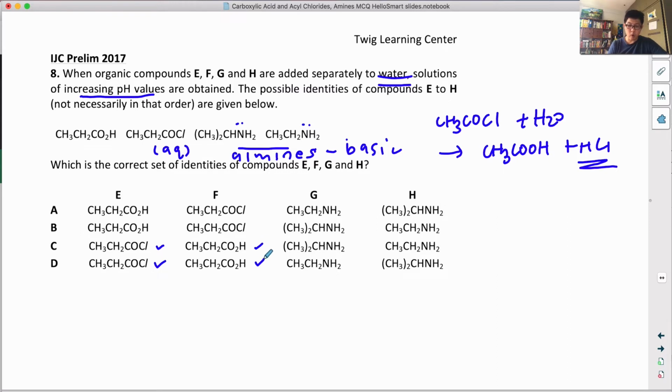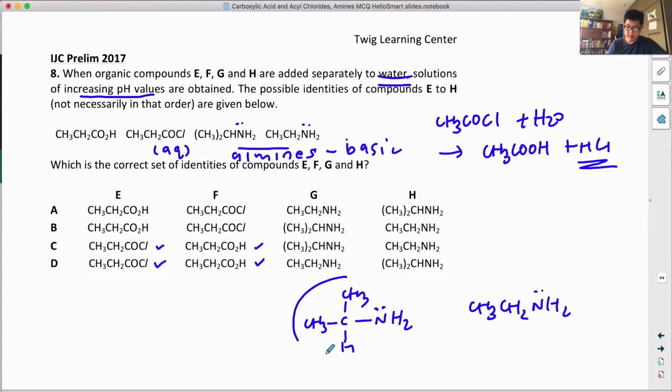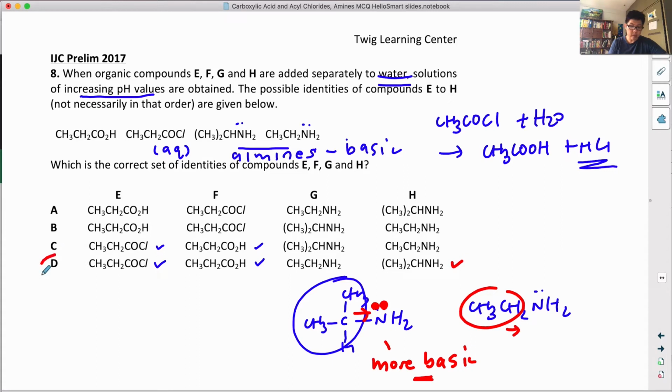So we have to decide which is more basic. I'm going to draw the two amines. The first amine looks like this, and the other amine looks like this. This amine here has 3 carbons, so we take it as more electron donating. It will increase the electron density on N to a greater extent, which means this one should be more basic. Compared to this one, which only has 2 carbons, so less electron donating. So the answer has to be D, because this is the most basic over here. So the answer is D for number 8.